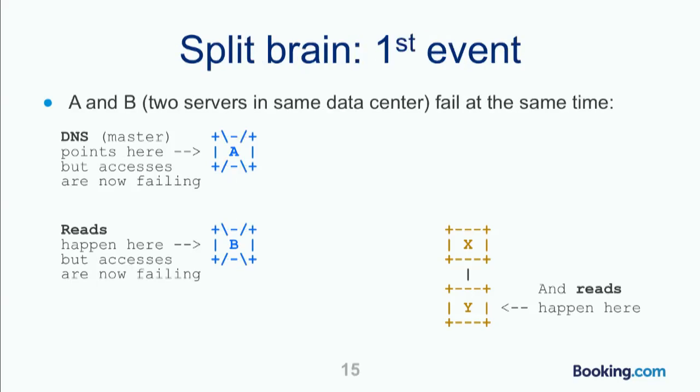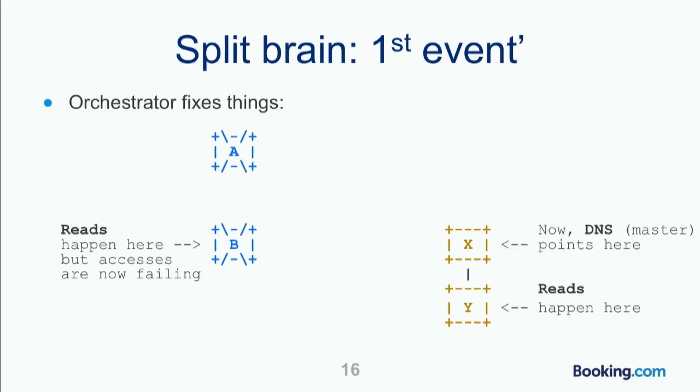Then all of a sudden, both boxes on the left died. That really wasn't very good at the same time, which is unusual. Usually you just get a single failure, and that's okay. But in this particular case, we actually lost both servers at the same time. Obviously, that's odd. But the thing is, Orchestrator came along and said, they're broken.